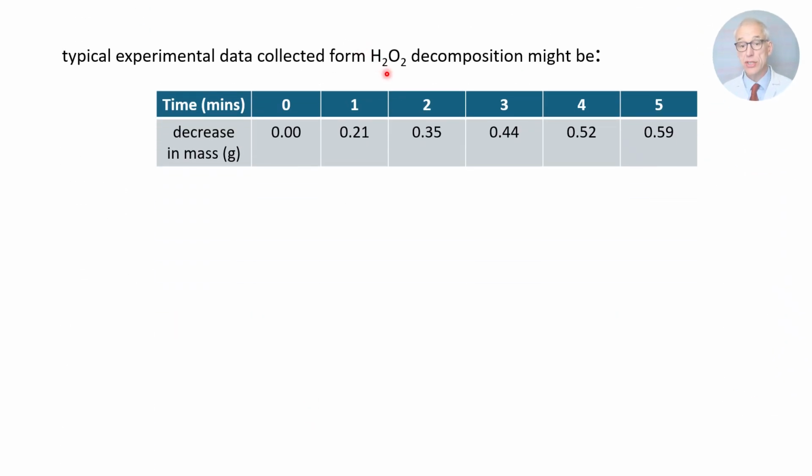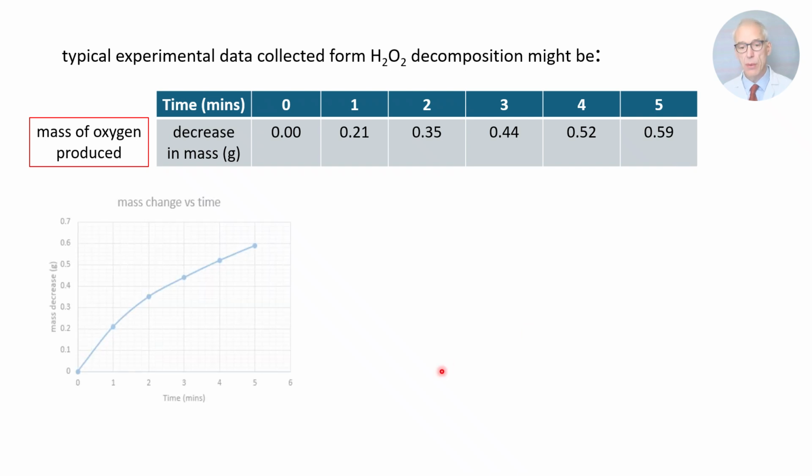So here is some typical experimental data from a decomposition of hydrogen peroxide. We have the decrease in mass, which could also be recorded as the mass of oxygen produced, and time. As time goes on in minutes, the mass decrease gets larger. That is, the mass of oxygen produced increases. Now we can plot that as a graph.